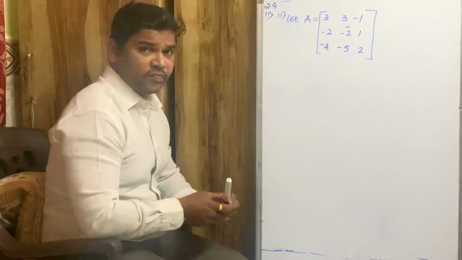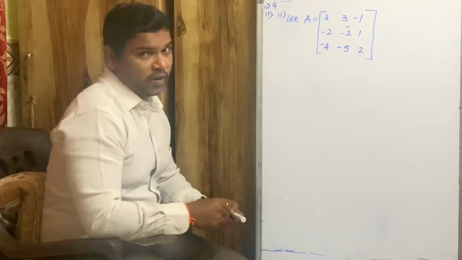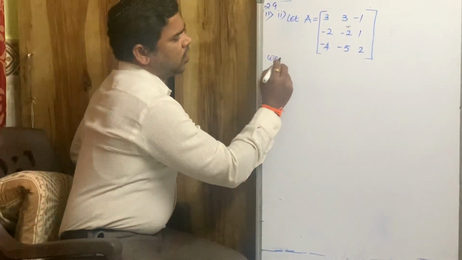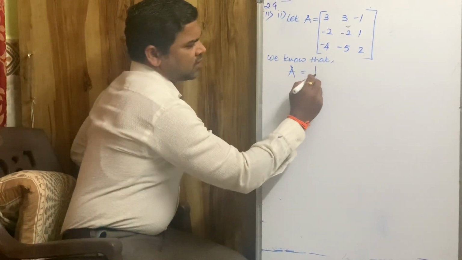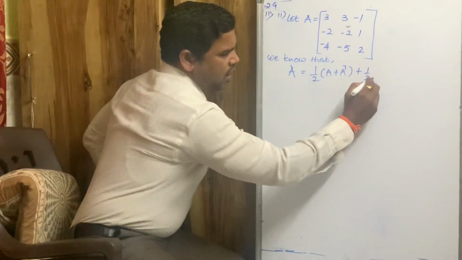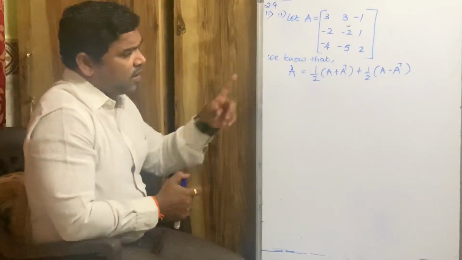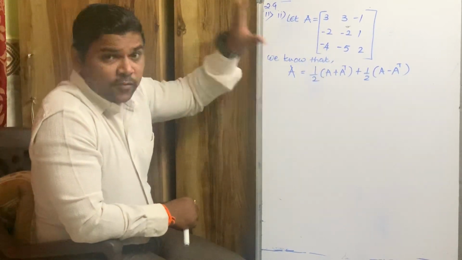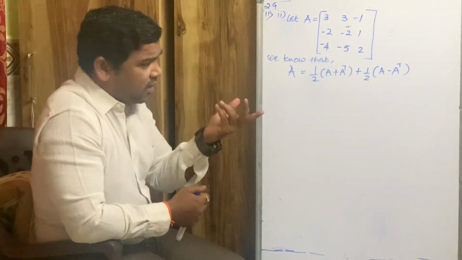For your kind information, any matrix can be represented as a sum of symmetric and skew symmetric matrix. How? The simple logic is, we know that A can be written as half of A plus A transpose, plus half of A minus A transpose. You can write any matrix in this format. Just check it out. If you expand this expression, इसे अगर आपने expand किया तो क्या मिलने वाला है? बहुत ही सिंपल है.